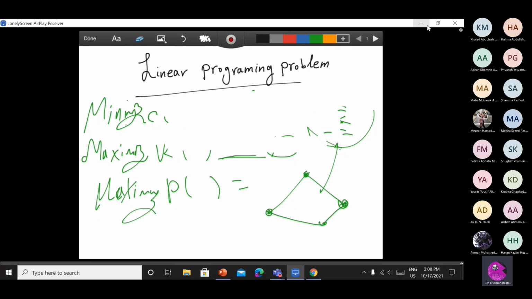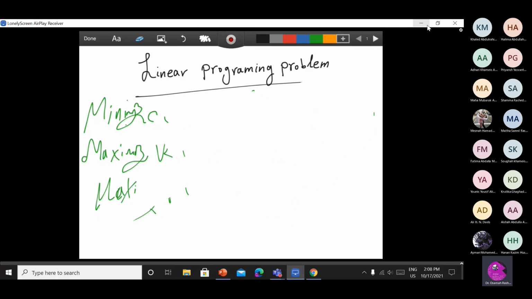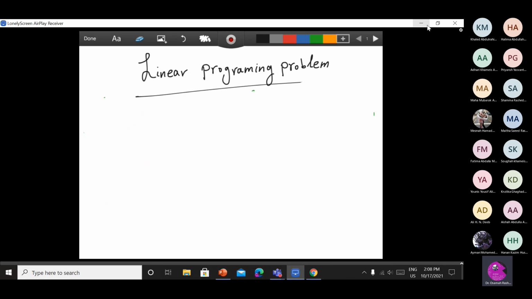Today we are going to start with some useful stuff for business students. We call it the linear programming problem. What is the linear programming problem? In a linear programming problem, you would like to minimize a linear function.